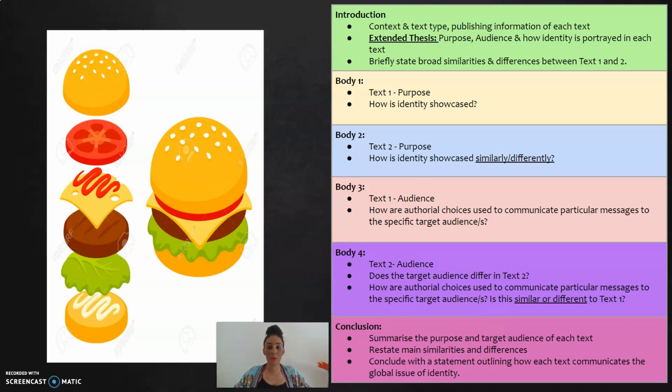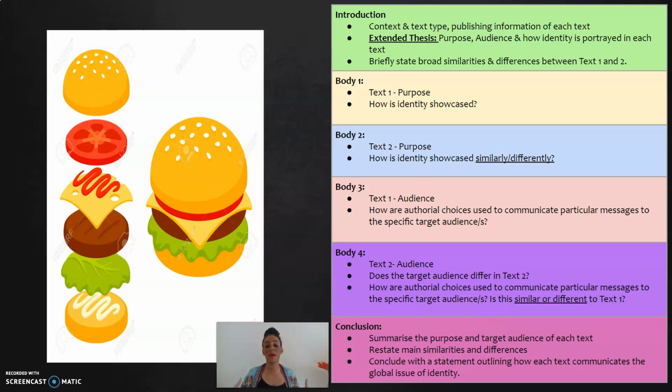The other thing you need to look at in body paragraph 3 is how the authorial choices have been used to communicate a particular message to the specific target audience. So what authorial choices has the author put in place? Is it color? Is it perhaps the layout of the text? Is it the structure, such as how many stanzas they've used, for example? Is it the amount of rhyming patterns that you see in the text? And how does that work to communicate a particular message to those specific target audience, okay?